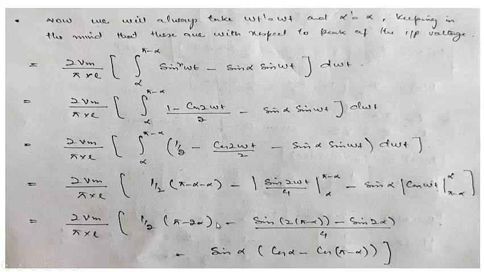So this will be equal to pi minus 2 alpha. This will be sine of 2 pi minus 2 alpha, which will be minus sine 2 alpha, divided by 4. And this will be cos of alpha minus cos of pi minus alpha. Sine of pi minus alpha, that means in the second quadrant cos will be minus, so it will be plus cos of alpha.